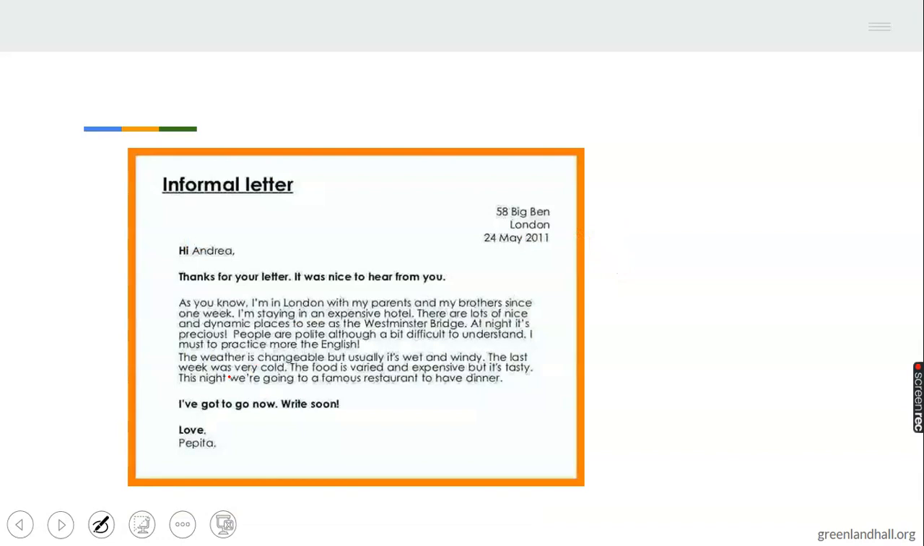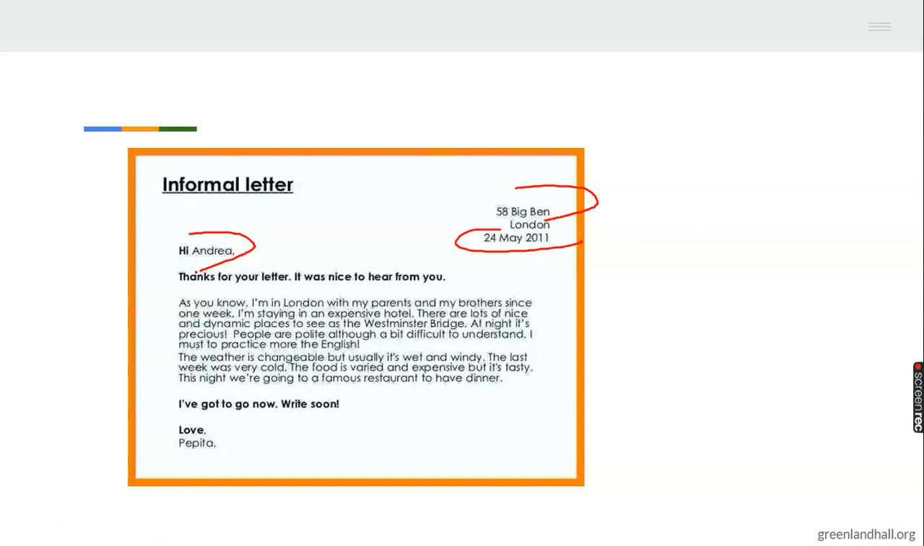This is another one. You can see the address, 58 Big Ben, London. Then you see the date. Now this is the person you are writing to. Hi, Andrea. Then you start. Now you start, how are you? How is the family?